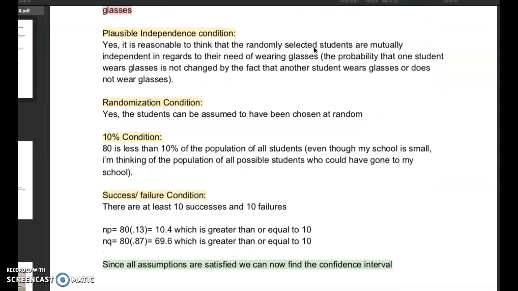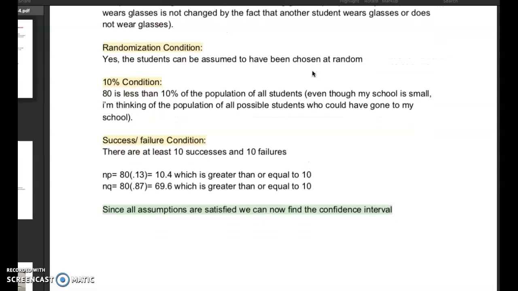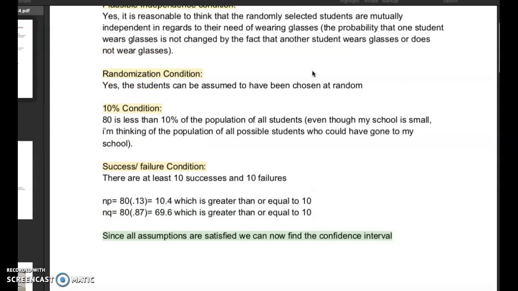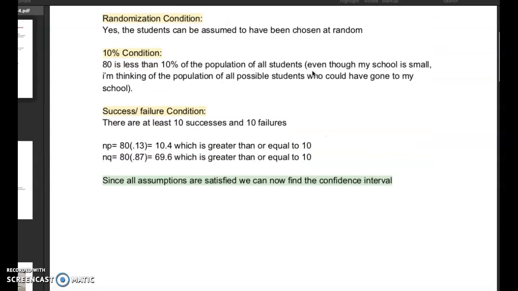For the plausible independence condition, I do think it's reasonable that the randomly selected students are independent, just because one student wears glasses is not changed by the fact that another student might wear glasses or does not wear glasses. Same thing goes for the randomization condition. The students can be assumed to be chosen at random because they are chosen at random. And for the 10% condition, 80 is less than 10% of the population of all students.